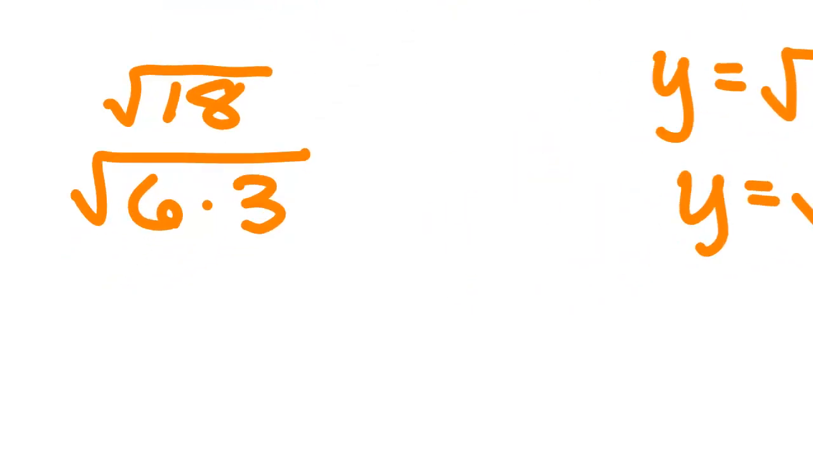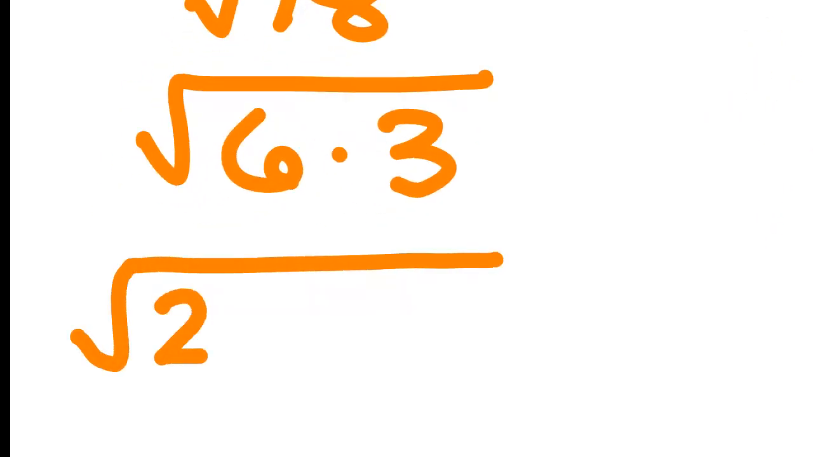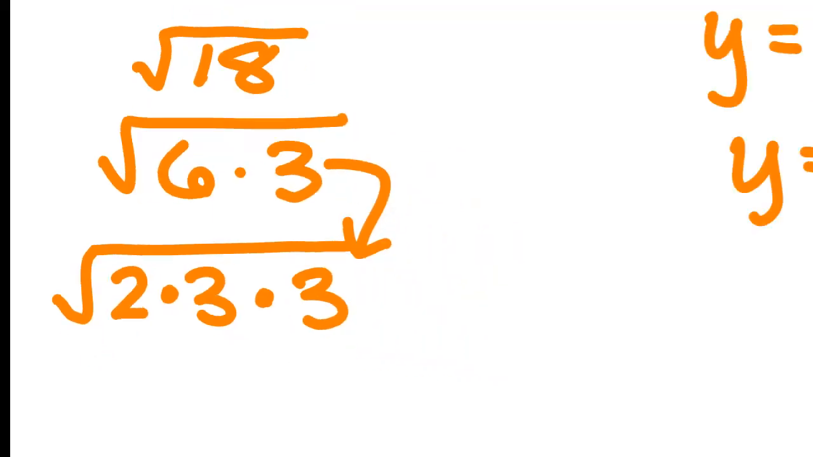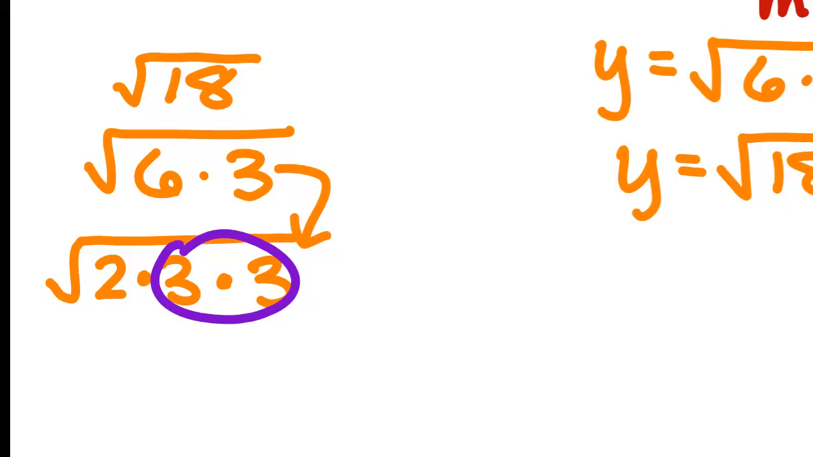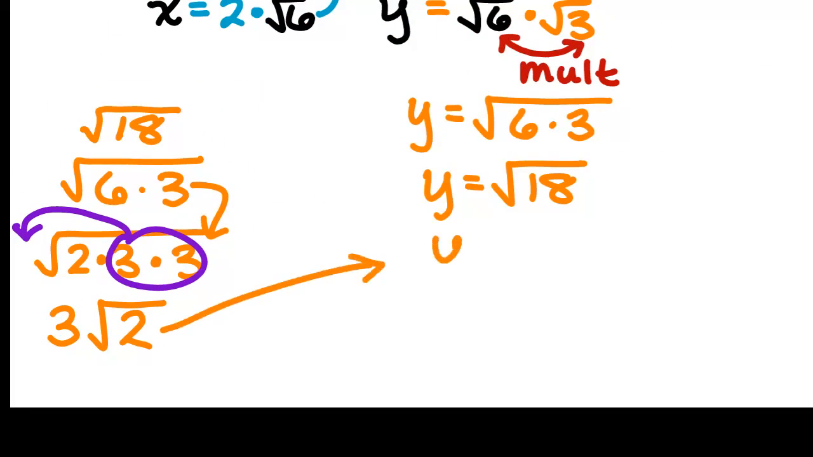Looking at this now, can anything go into 6? 2 and 3, right? It's 2 times 3. So 2 times 3, and then I'm going to bring this other times 3 down. 2 times 3 times 3 gives me 18. So far, so good? Do you see how I have a pair of 3s under here? If I have a pair, it comes to the outside. So just the 3, not the two 3s. Just one 3 comes out. The 2 doesn't have a match, so it has to stay underneath. So y is equal to 3 radical 2.